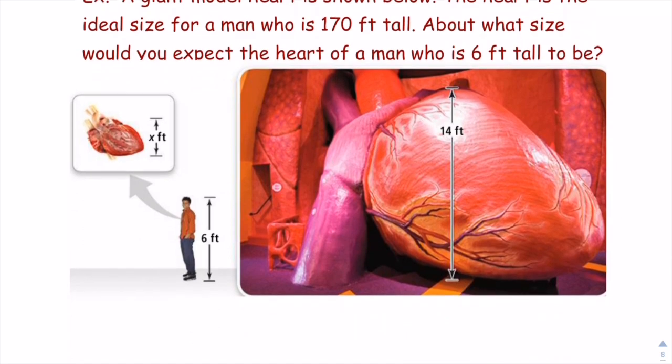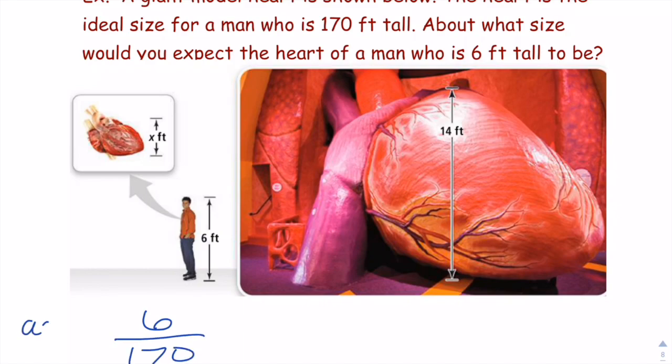We can also use proportions to solve for distances when we're using models. If you have a model tractor or a model car, they're all proportional. They all get smaller at the same rate on every part of it. Here it says a giant model heart is shown. The heart is the ideal size for a man who is 170 feet tall. About what size would you expect the heart of a man who is 6 feet tall to be? So I'm going to start with two measurements that I know both. Well, I know both the heights. I know the height of the man is 6 and the height of the giant is 170.